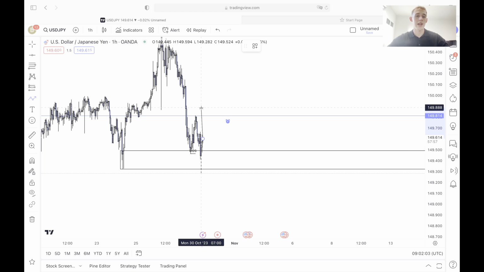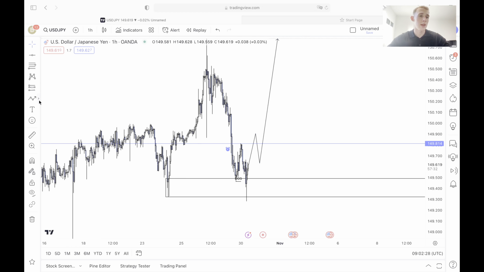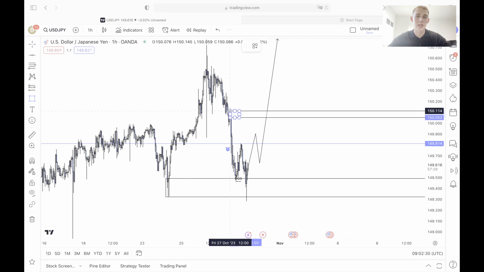What I'd ideally like to see, and for this trade to be considered valid for myself, I'd want to see a closure above this structure, followed by a retracement into an area of demand, obviously depending on how price has formed at the time, to then look to get in on some buys up to this previous week high around 150.8. You can also look to target some intraday levels as well, such as this level of supply.